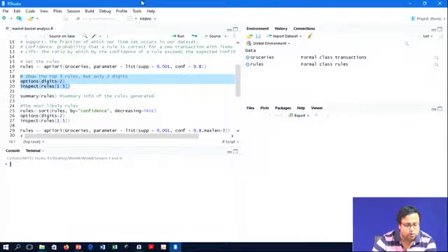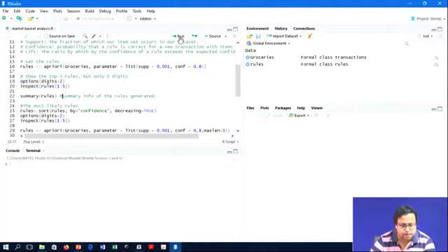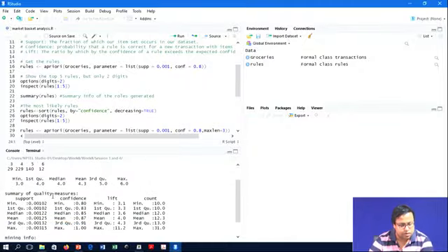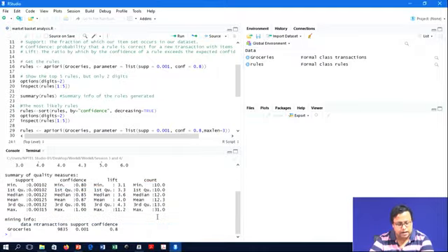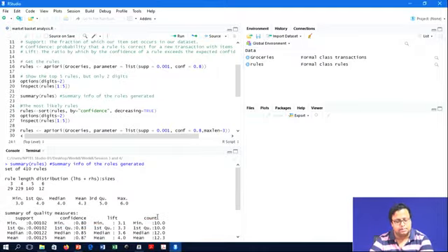Now, what will I do? I will find out the summary of these rules. The average support is 0.00125. The maximum support is 0.003 and the minimum is 0.001, because that is the cutoff that we have taken. The minimum confidence is 0.8, the average confidence is 0.87, and the lift goes up to 11.2, which is good. So, we get some basic rules.